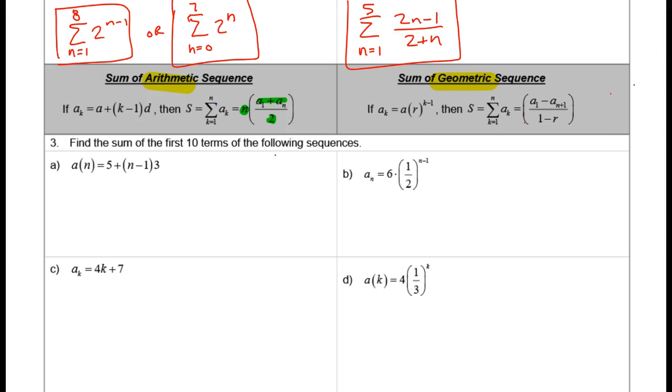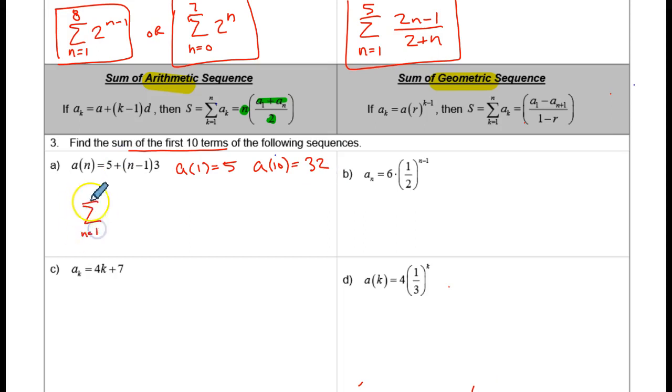So let's take a look here at 3a. I can see that this is an arithmetic sequence with a starting value of 5 and a common difference of 3. So if I want to know what the sum of the first 10 terms is, which is what the directions of this problem say, I need to know the first term, which is going to be 5. I then need to know the 10th term. When n is 10, I'm going to have 10 minus 1, which is 9, times 3, which is 27, plus 5, which gives me 32. So from those two numbers, I can then figure out what the sum of the first 10 terms is.